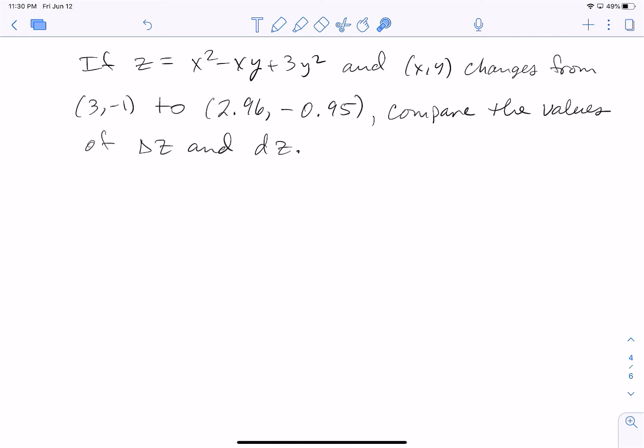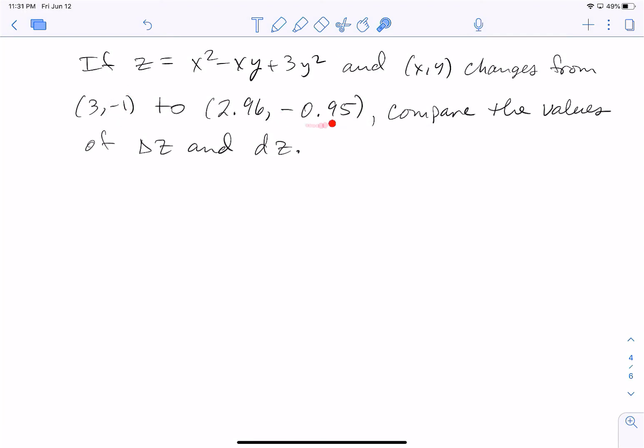Let's look at an example of how delta z compares to dz. In particular, if z equals x squared minus xy plus 3y squared, and (x, y) changes from (3, -1) to (2.96, -0.95), compare the values of delta z and dz. You'll notice that our x coordinates are close together, 3 and 2.96, and our y coordinates are close together, -1 and -0.95.